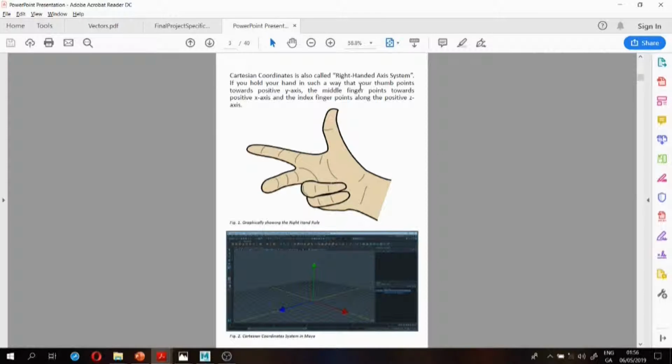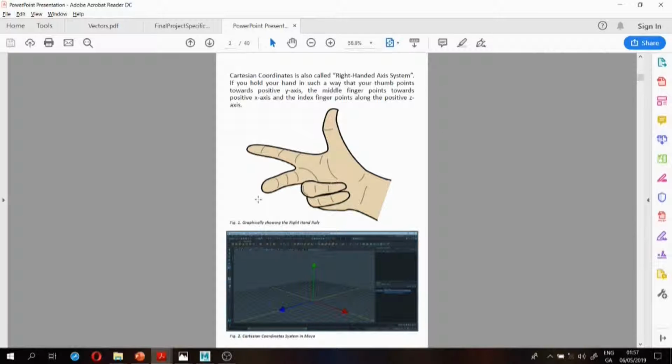So let's say you hold your hand in such a way that your thumb points towards the positive y-axis, which is upward, the middle finger points towards the positive x-axis, and the index finger points along the positive z-axis. You can see this image clearly represents x, y, and z.